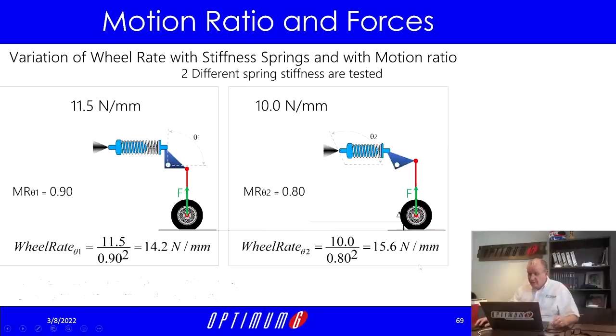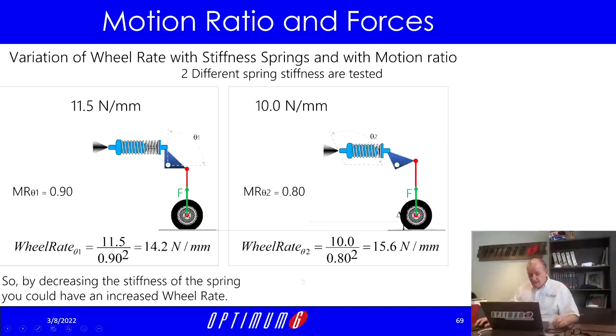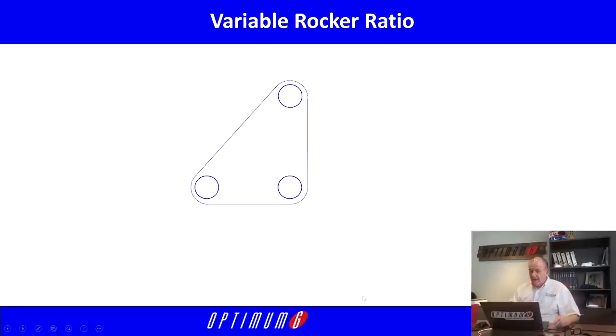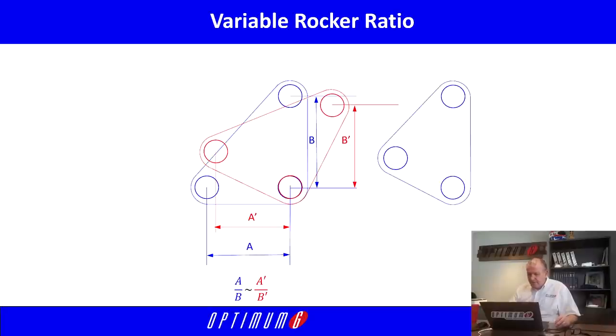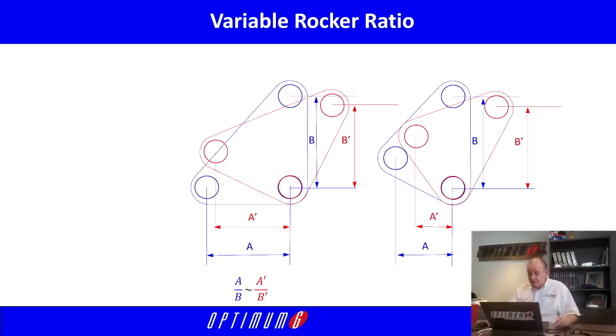Be very careful with that, okay? So by decreasing the stiffness of the spring, you could have actually an increased wheel rate, okay? Variable motion ratio, rocker ratio, A and B. Here you can see that when the rocker is moving, the ratio A divided by B is nearly the same, okay? And here A divided by B is very, very different. Okay, you have something extremely different there.